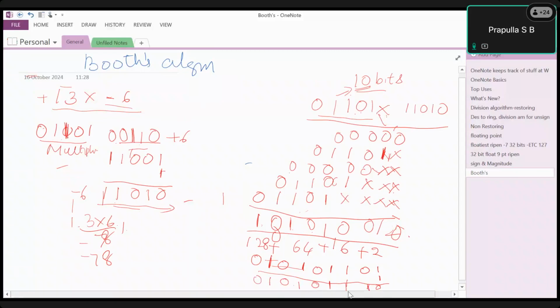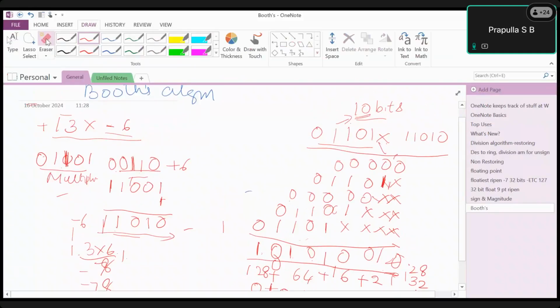So what is it? If you see here, this will be 14 plus 32, plus 64, 128. If you just check this also, it is not right. Correct? We did not get the correct answer. We should have got minus 78. What may be the reason for this? Any guesses?